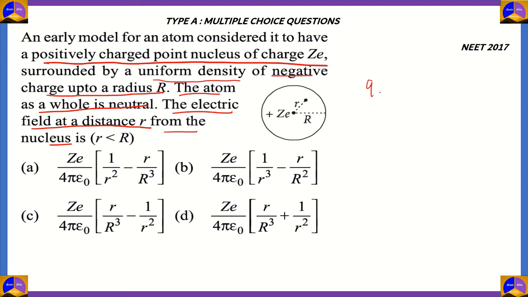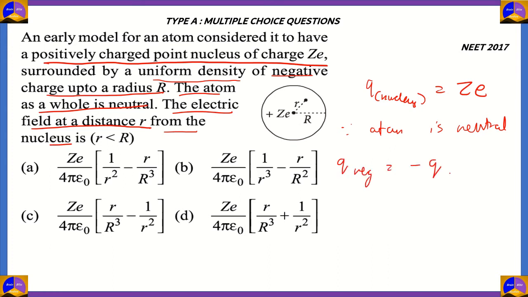What we know is that the charge inside the nucleus is Z times e. And since the atom is neutral and it contains a uniform negative charge density up to the radius R, you can write Q negative as equal to minus Q nucleus, which is equal to minus Ze. So whatever is inside the nucleus will be equal to whatever is outside the nucleus in terms of charge. So that's how the atom is neutral.